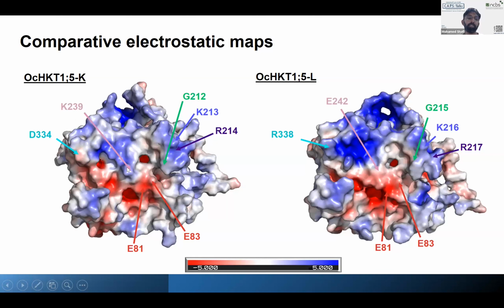So that's why the affinity is very low for OCHKT15K compared to the Oryza sativa sensitive one. And when it comes to the Oryza coarctata HKT15L, you can see a negatively charged residue just next to the pore region, and there is a swapping of the charges between these crucial residues. We can also see a positive charge patch here, which may direct the sodium ions to the pore.